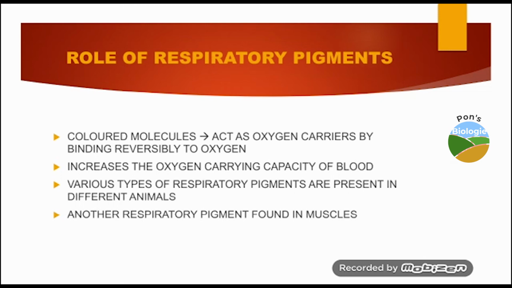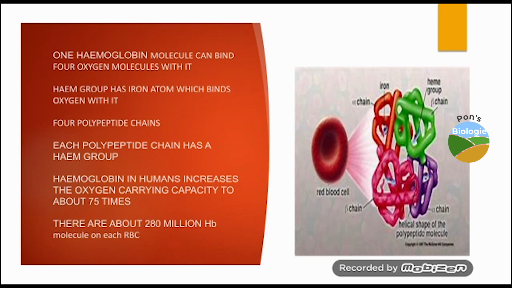Now the role of respiratory pigments, as I have told you, they are colored molecules and they act as oxygen carriers. They increase the oxygen carrying capacity of the blood. Various types of respiratory pigments are present in different animals. Now, here is the structure of a hemoglobin molecule which is present in the RBCs.